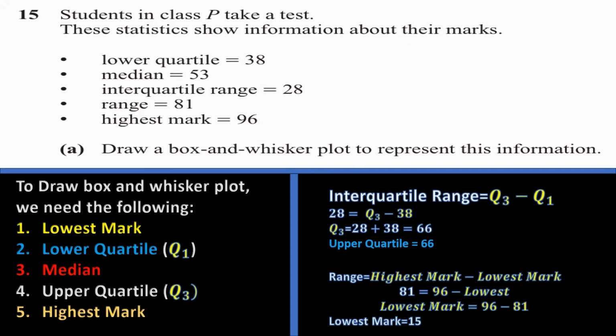If you make the lowest mark the subject, you get 96 minus 81, and that gives us 15. And so we have the lowest mark. I believe we have everything we need. So what stops us from drawing a box and whisker plot? Let's go.